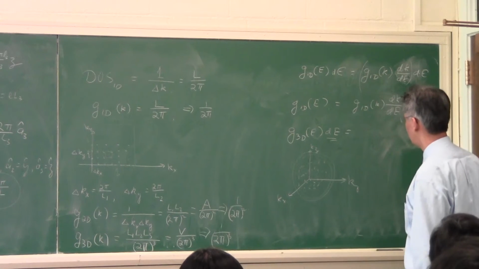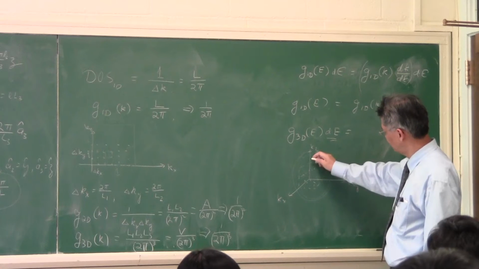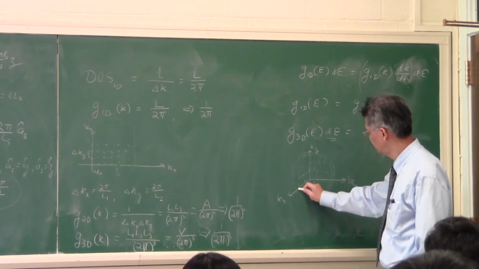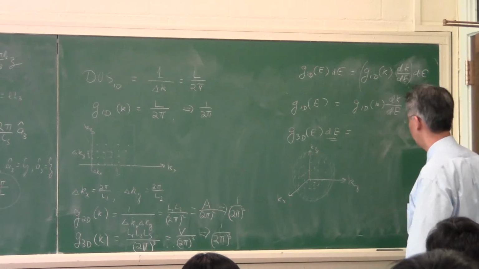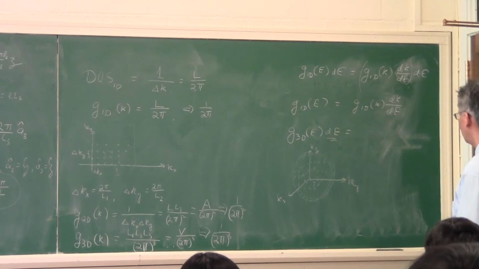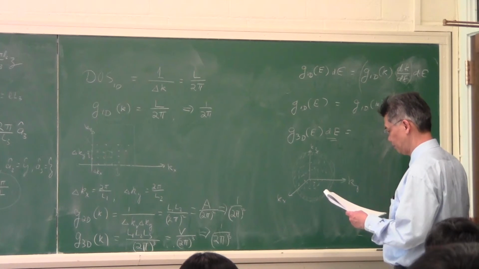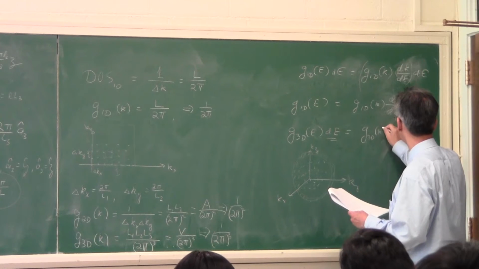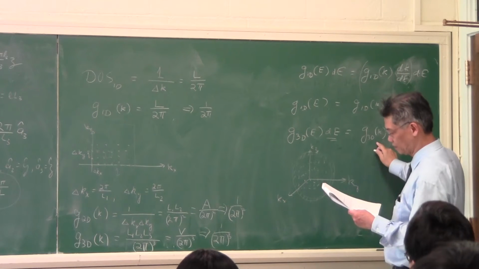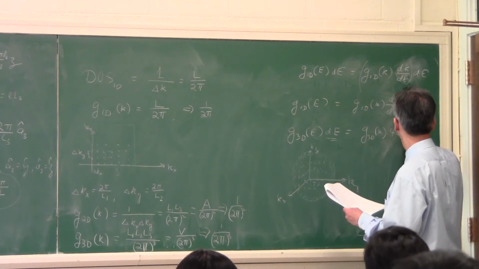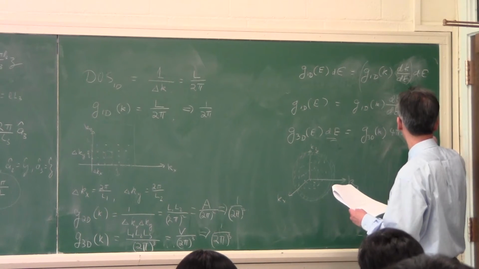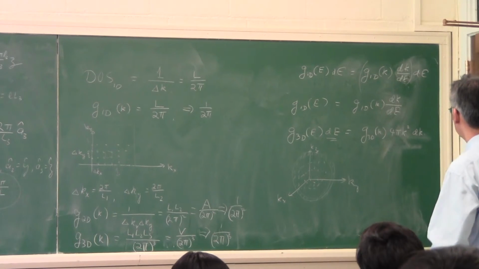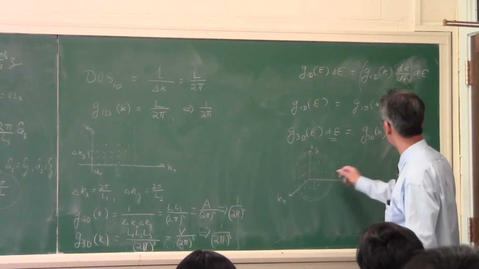So if you change the energy, it's like mapping out a shell in this K space, and that shell has a volume. So I can write down the density of states in 3D as a function of K times 4 pi K squared dk. This would be the number of states I have in this shell.